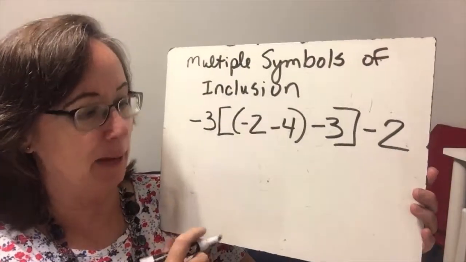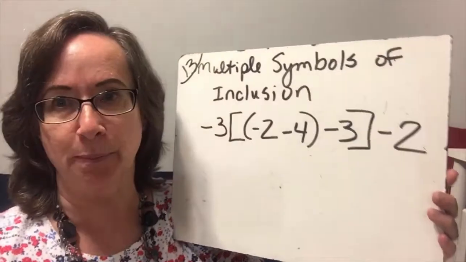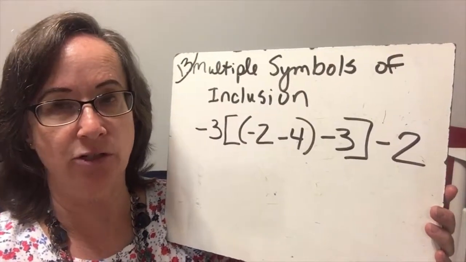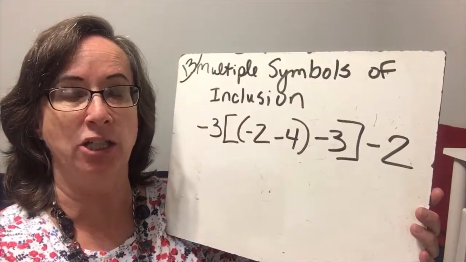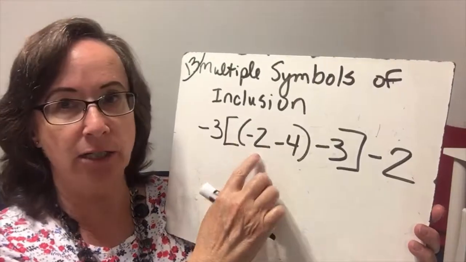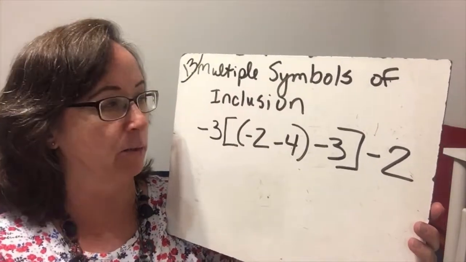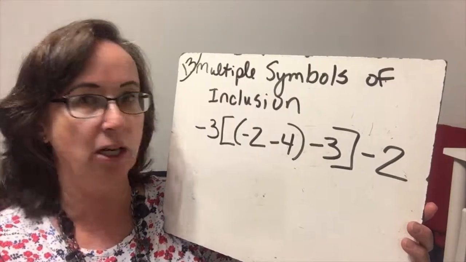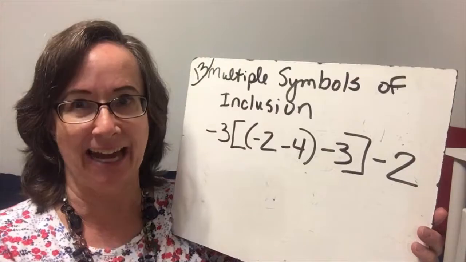Today, we're talking about Lesson 13, and the first part of it is multiple symbols of inclusion. What do we do when our symbols of inclusion are stacked upon each other? Well, the rule for our symbols of inclusion, which are parentheses, brackets, braces, and absolute value, is that they are going to be done left to right, but also inside out.